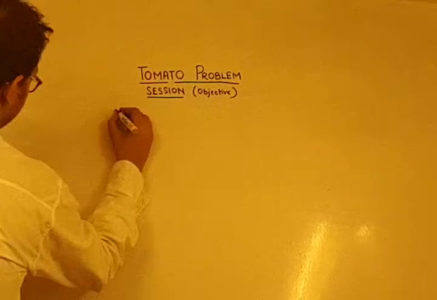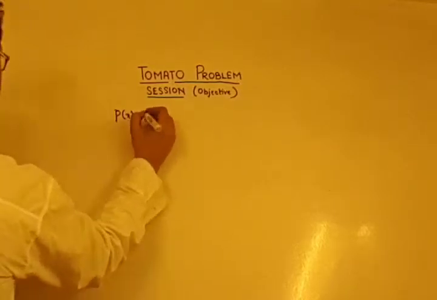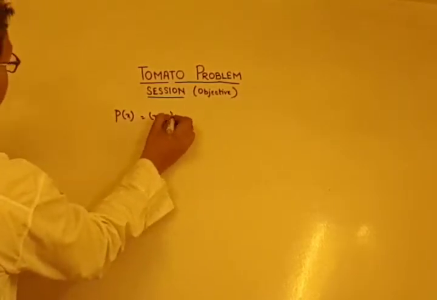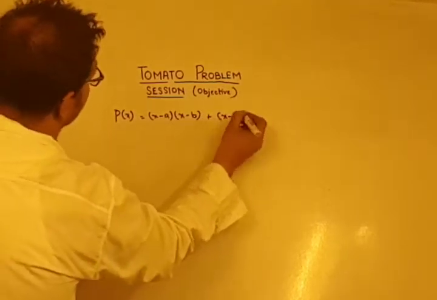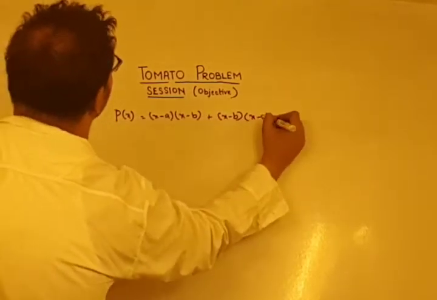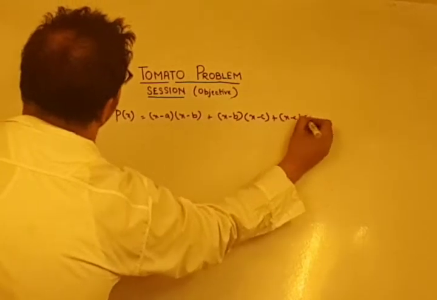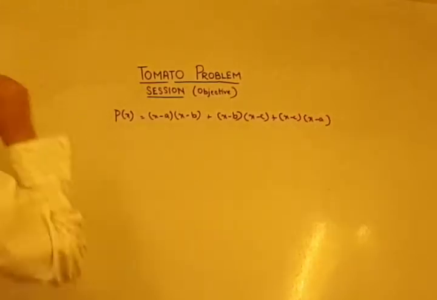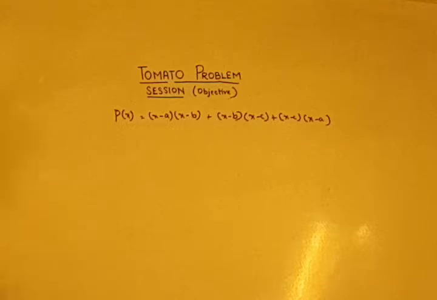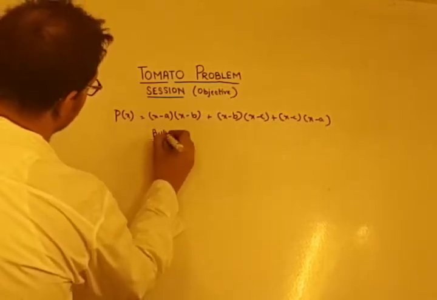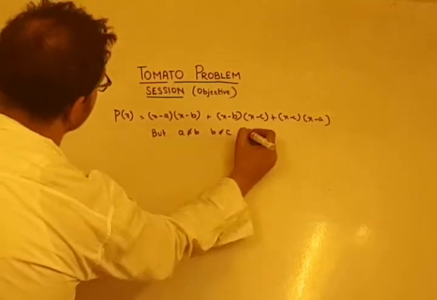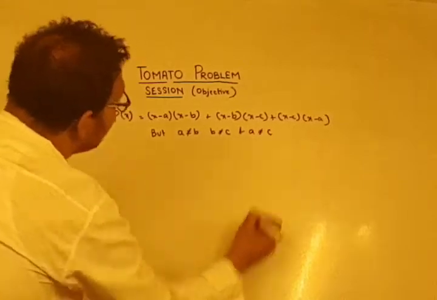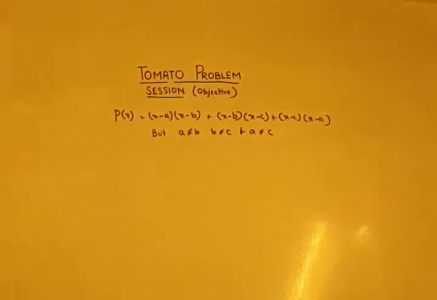Now suppose P(x) here given is (x minus a)(x minus b) plus (x minus b)(x minus c) plus (x minus c)(x minus a). Suppose that these have equal roots, but a not equal to b, b not equal to c, and a not equal to c. So suppose it has happened.